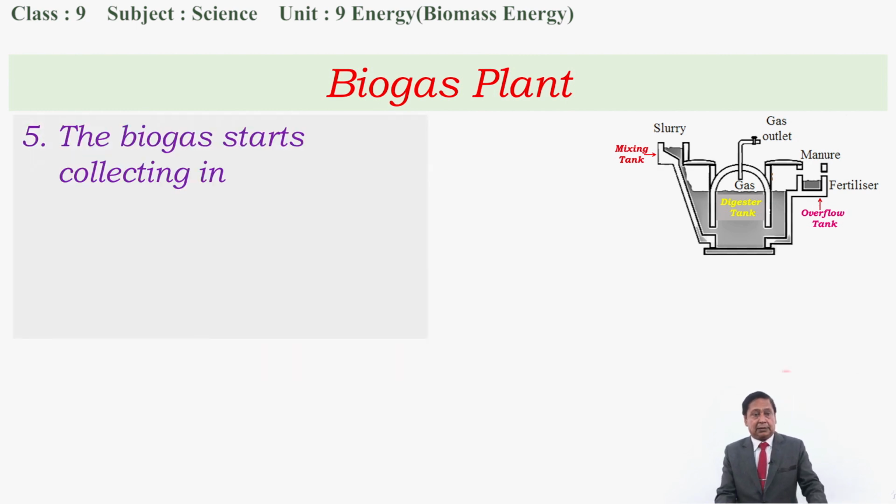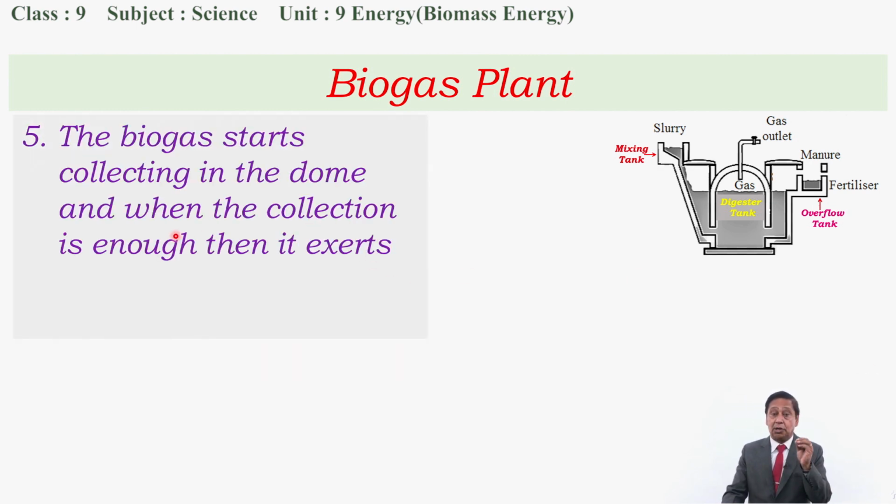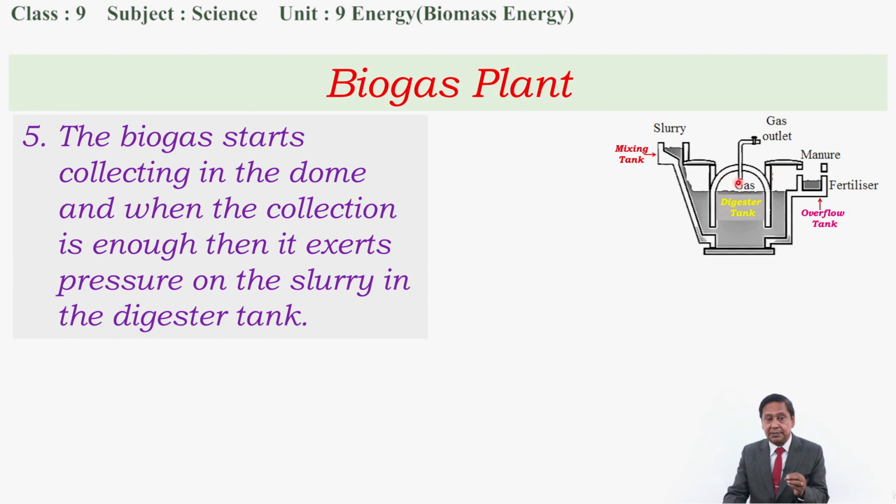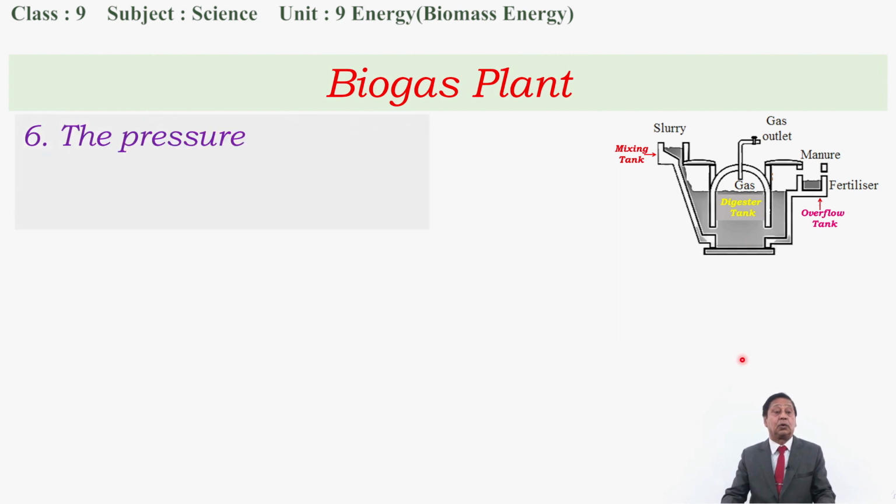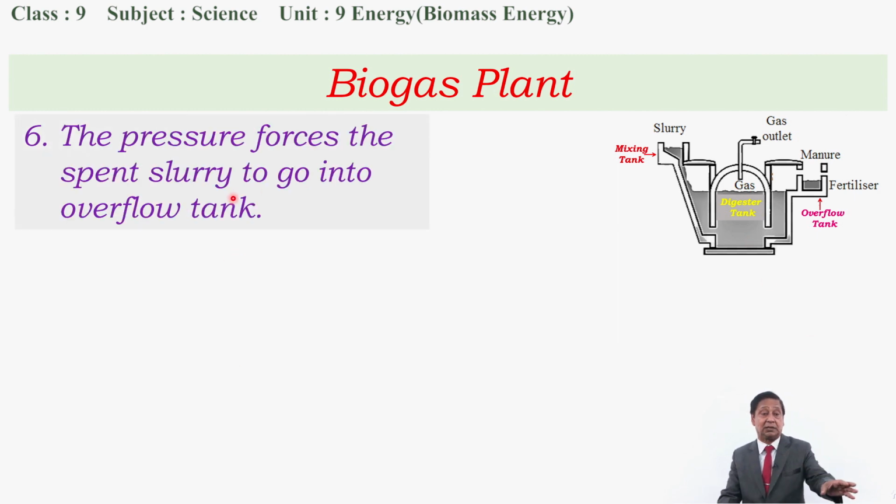And the biogas starts collecting in the dome. When the collection is enough, then it exerts pressure on the slurry in the digester tank. It exerts pressure in the downward direction, and this pressure forces the spent slurry. Spent slurry means that which has already undergone this anaerobic decomposition. The pressure forces the spent slurry to go into the overflow tank.